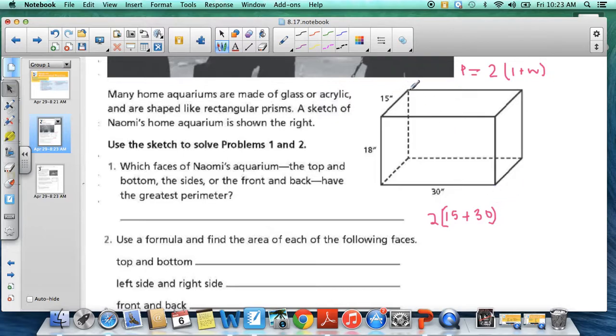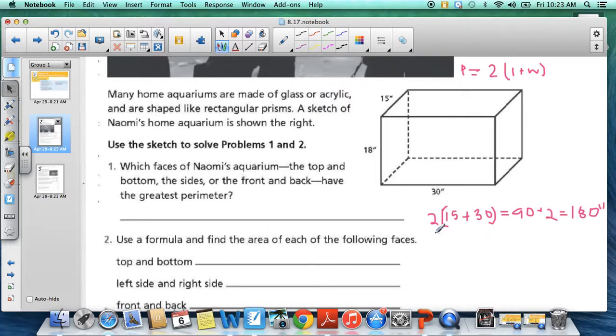Because the top is 15 inches long, 30 inches wide, that would give us 90 inches. But that's just for the top, and we need to do the top and the bottom. So we're going to multiply that by 2, and we're going to get a total of 180 inches. So we found the perimeter of the top and the bottom, and now we need to find the perimeter for the sides.